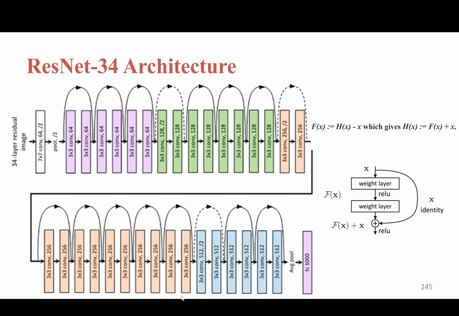So here, like in the right side diagram, you can see how it works. X is given as input, weight layer, then ReLU. So f of x, then again weight layer and f of x plus x, like you can see how it happens. So a skip connection. This right side figure shows skip connection, or you can say it shows shortcut.